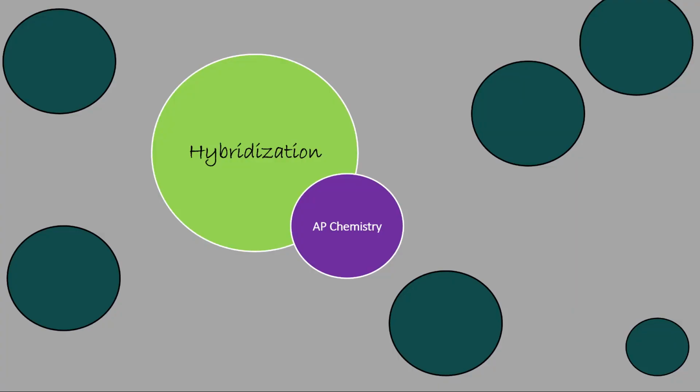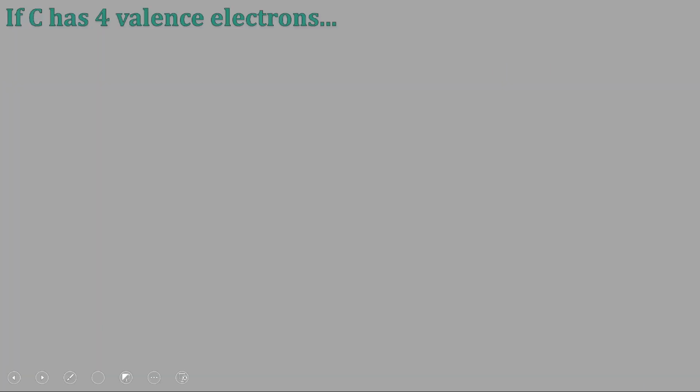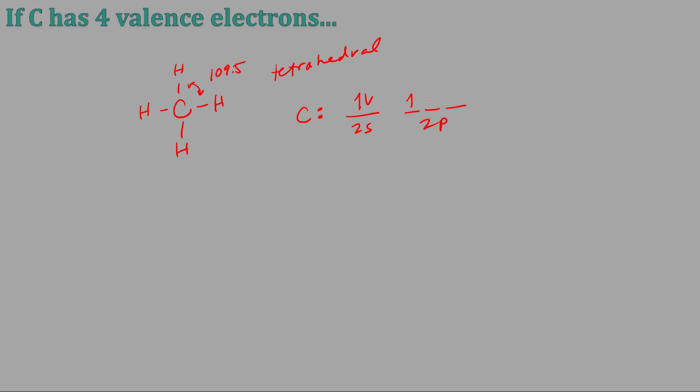All right, so this video is going to be a hybridization of the atomic orbitals to form bonding hybrids. To explain why we talk about this, carbon has 4 valence electrons, and let's just look at CH4. That would be tetrahedral, and the bond angles here would be 109.5. We know that carbon has a 2s and a 2p outer orbital, and those would be involved in bonding.